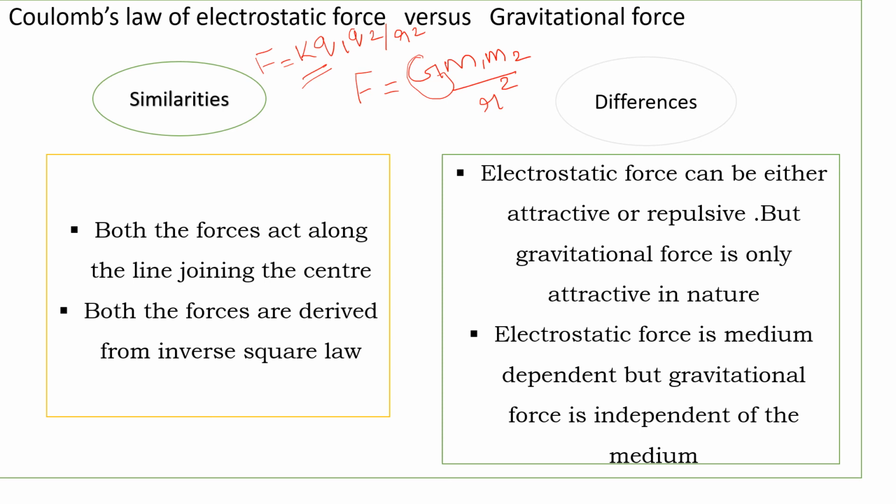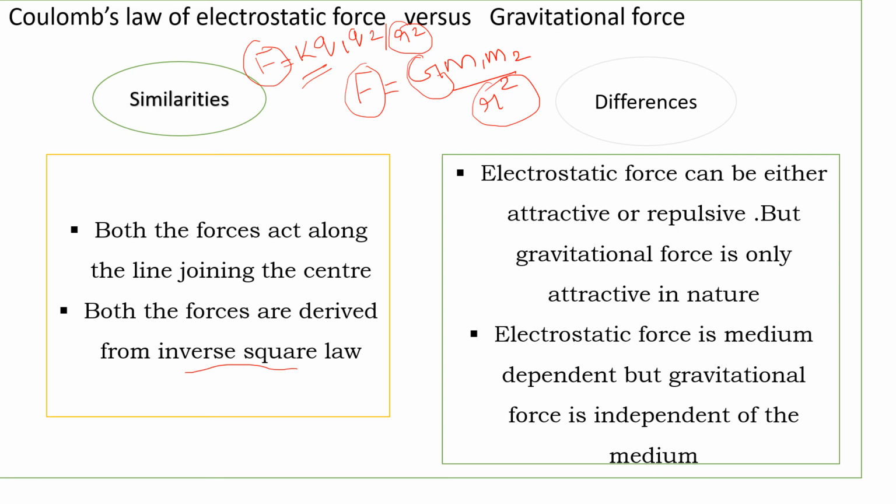At the same time, they have some differences. First similarity is that both the forces act along the line joining the centers. And the second one is that both the forces are derived from inverse square law. That is, in the Coulomb force also it depends on 1 by r square dependence. In gravitational force also we can see this 1 by r square dependence. That is, both the forces are derived from inverse square law.